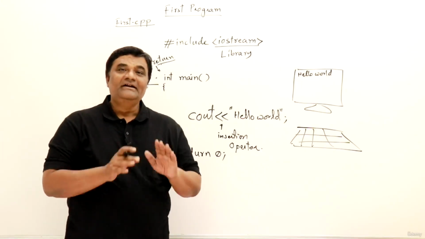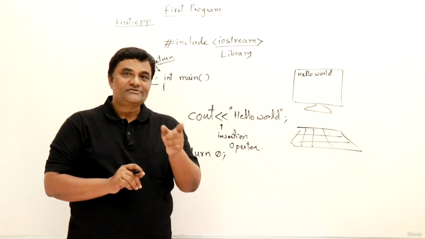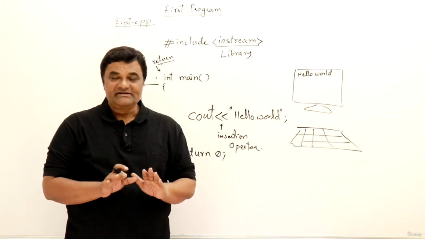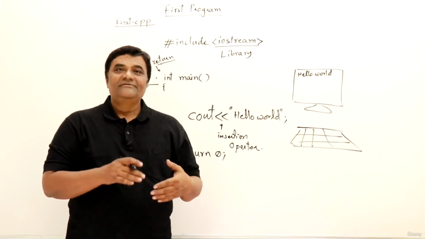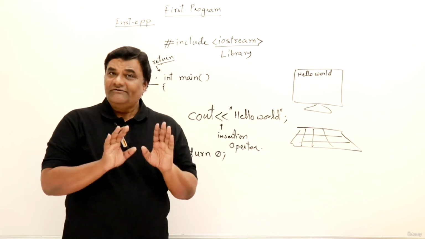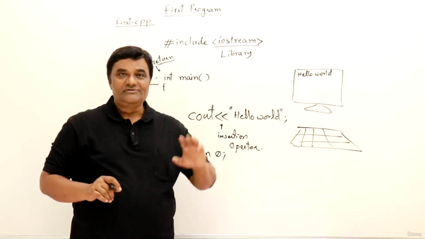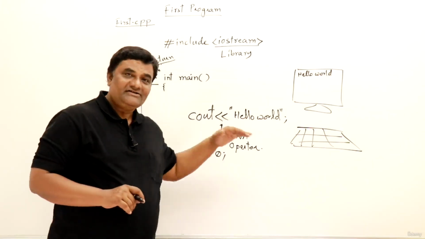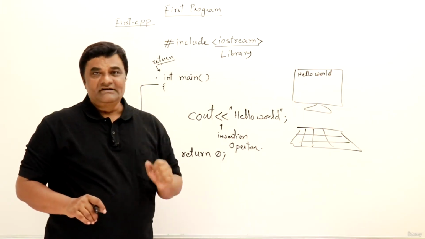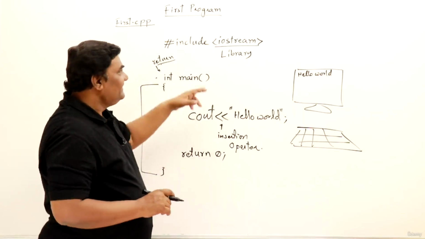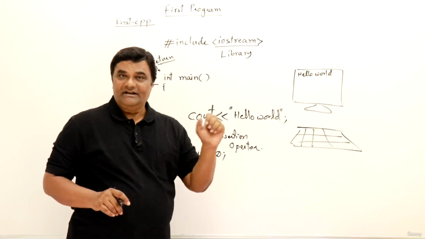This is provided by the C++ compiler. When you install the compiler, you will get the libraries. There are many libraries, and we will learn about them slowly. Depending on your requirement, you can include the library in your program. Everything from the library will be attached to your program and you can use it. So cout is present in the iostream library.